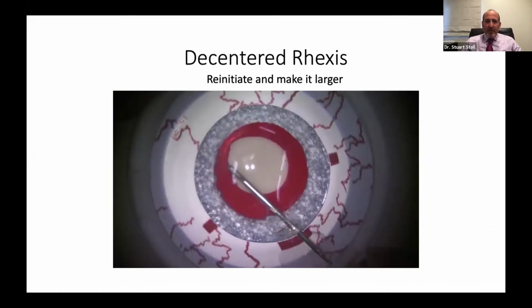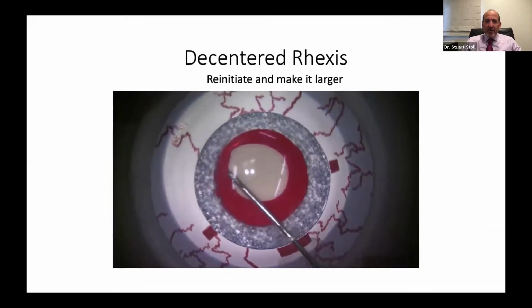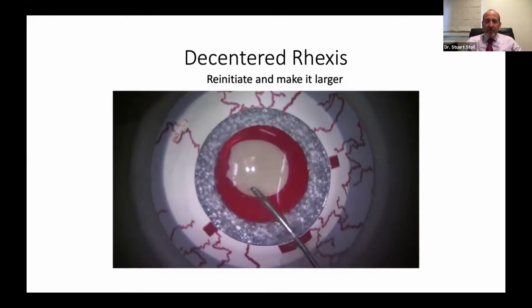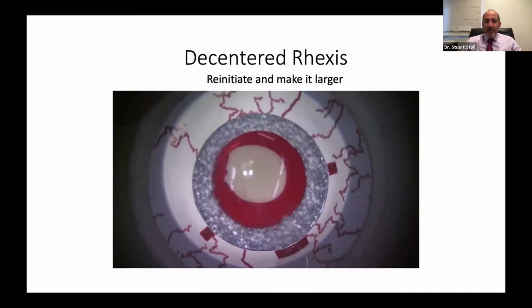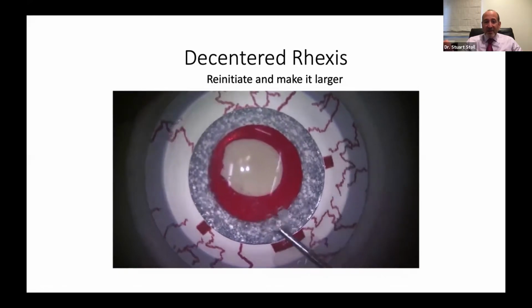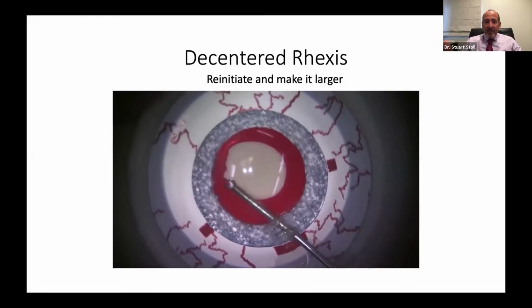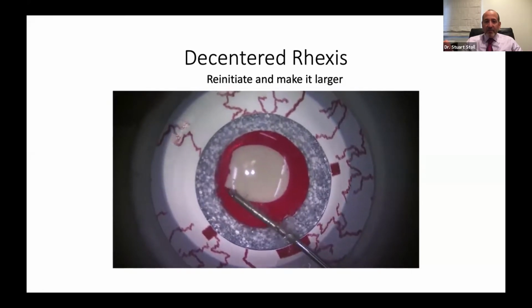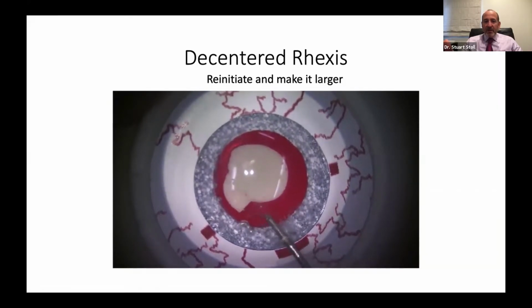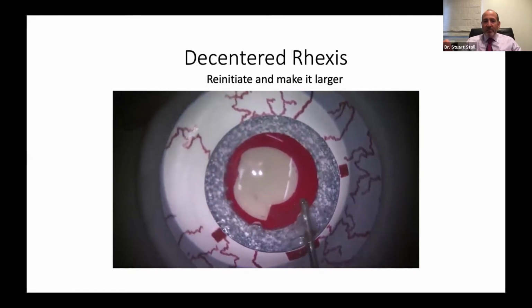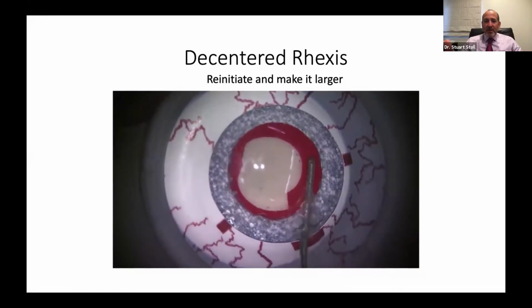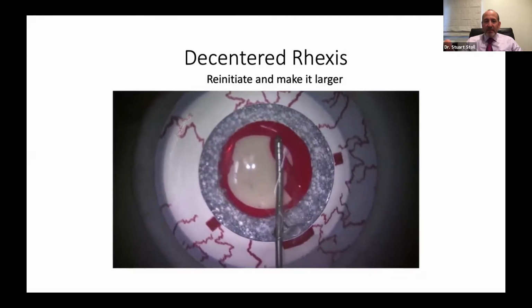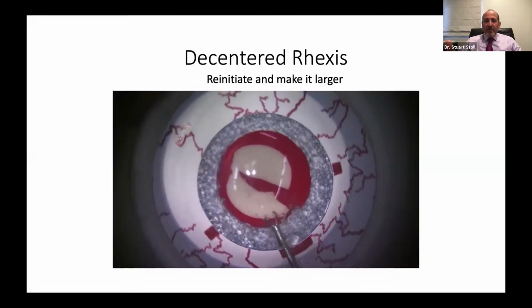Only a couple more here. Let's say we've got a decentered rhexis. Well, now you can reinitiate just with your cystotome if you want. Get that flap flipped over. It's a good rhexis. It's a little bit small, but it's decentered. Let's fix it. Reinitiate, grab carefully with precision, bring those tips around, keep the tips out where you want them. I'm exaggerating this. This might be bigger than we would normally want, but this is practice, okay? And fold the capsule back.